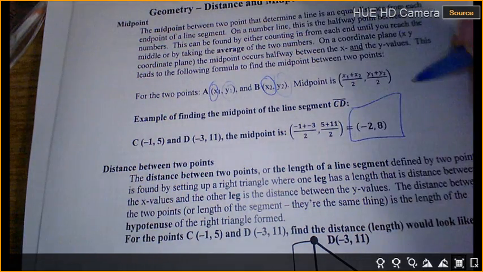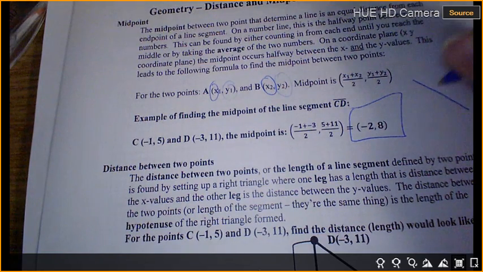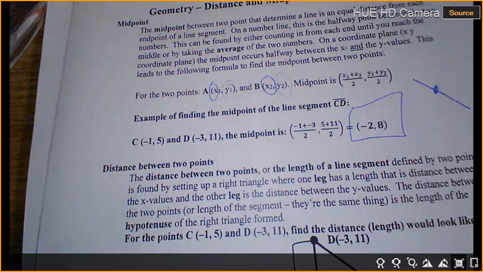So like if we have a line, this is the middle. So I need a location. Like I go to the left 2, up 8. Okay? Questions about midpoint? We'll do another example if we need to.